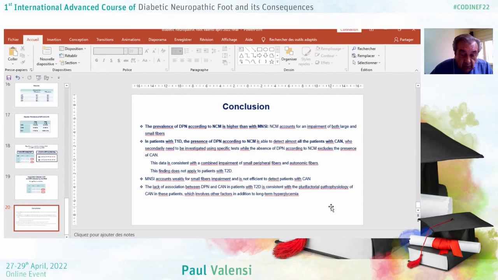And now, how to interpret these findings? We can say that the lack of association between DPN and CAN in patients with type 2 diabetes is consistent with a plurifactorial pathophysiology of CAN in these patients, which involves other factors in addition to long-term hyperglycemia.